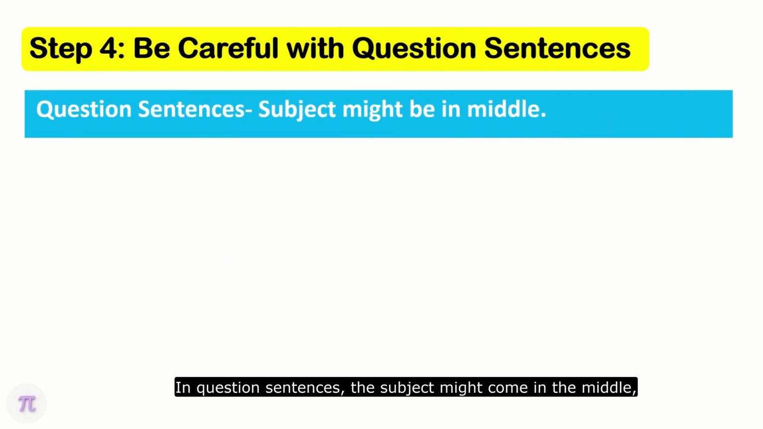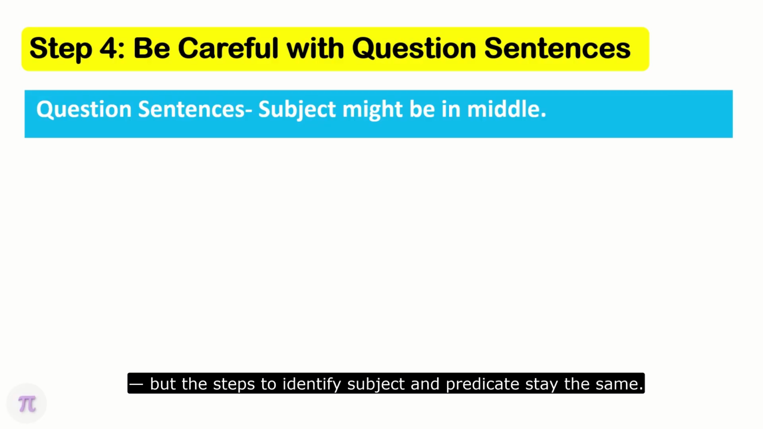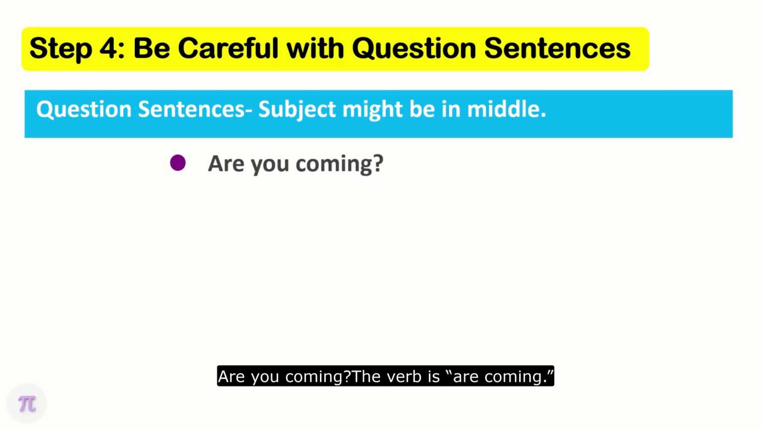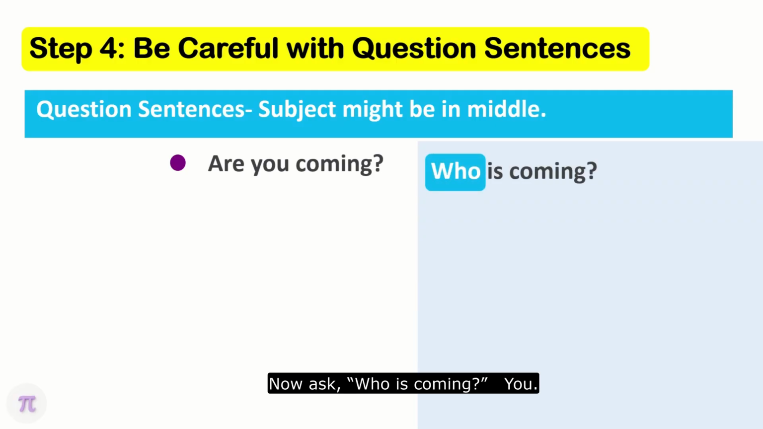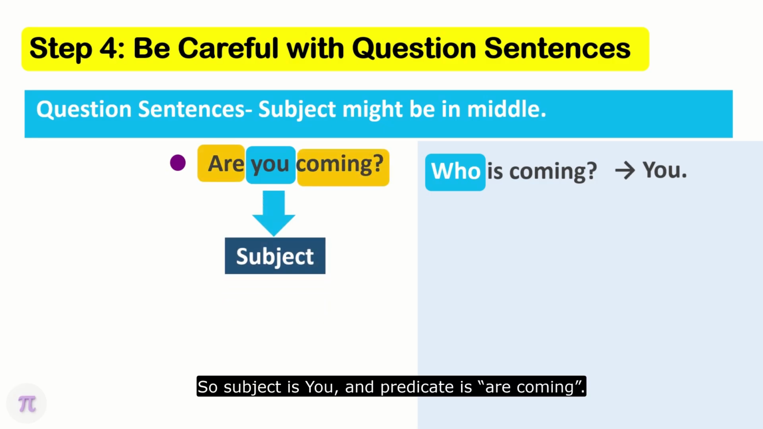In question sentences, the subject might come in the middle, but the steps to identify subject and predicate stay the same. Are you coming? The verb is are coming. Now ask, who is coming? You. So the subject is you, and the predicate is are coming.